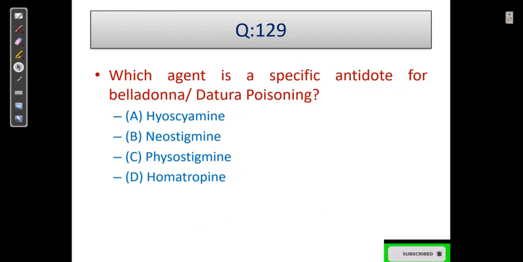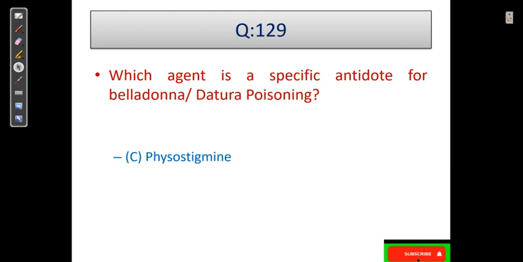Which agent is a specific antidote for the belladonna and datura poisoning? Hyoscyamine, neostigmine, physostigmine, or homatropine? So atropine poisoning is controlled by physostigmine, which is given as a specific antidote.